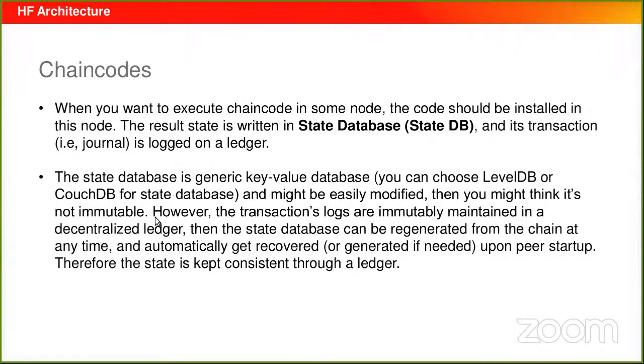Again, as we discussed before, state database data is mutable, meaning that you can easily modify and alter it. However, the transaction logs are immutable because they are located on the decentralized ledger. So when something happens and the state database gets lost, we can go back to the decentralized ledger and regenerate the whole thing automatically, because that decentralized ledger is already there, right?